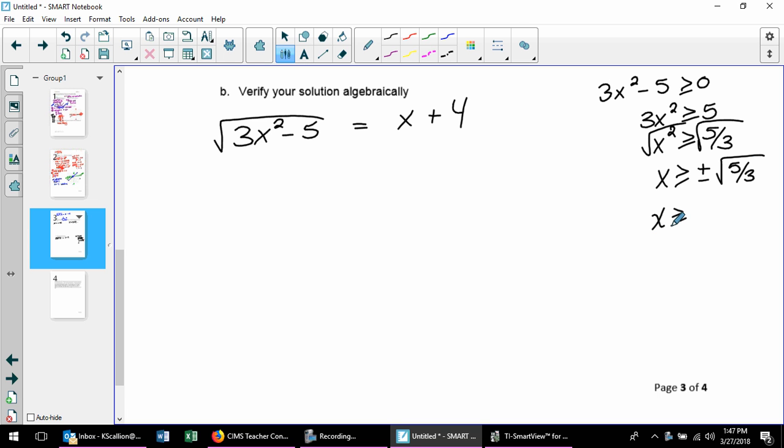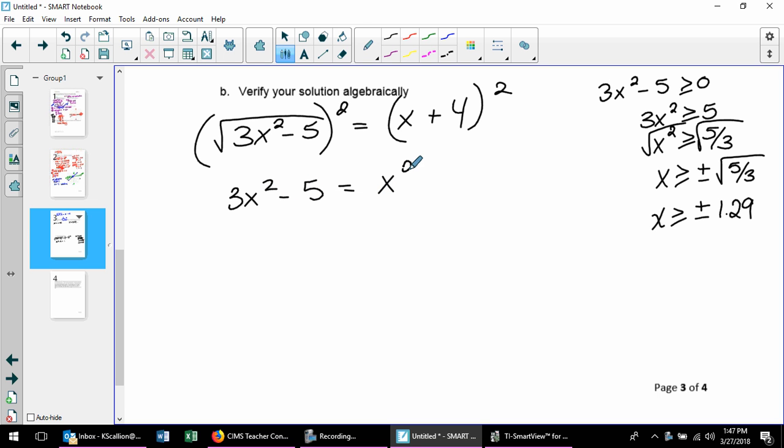So x has to be greater than or equal to plus or minus 1.29. Just so we have an idea of what we're dealing with. So square both sides. I'm going to have 3x squared minus 5 equals x squared plus 8x plus 16. I'm going to bring everything to the left-hand side, so I'm going to have 2x squared minus 8x minus 21.